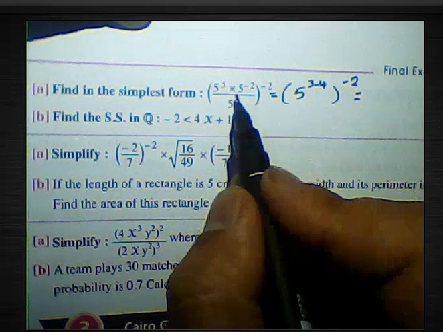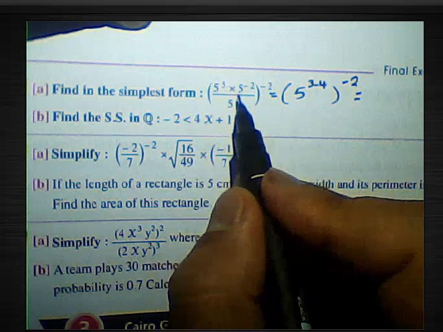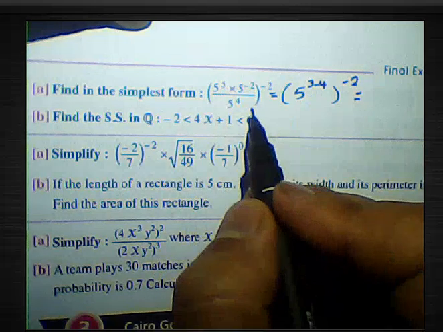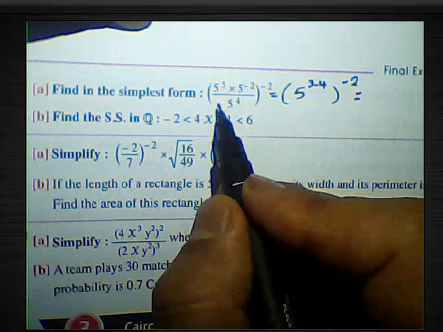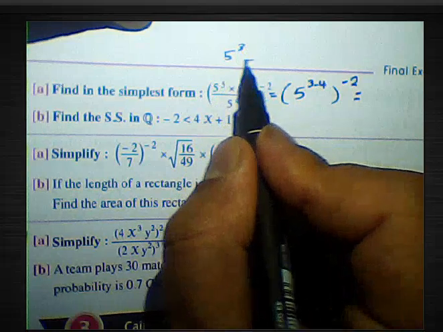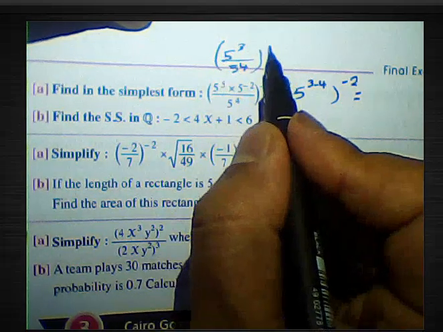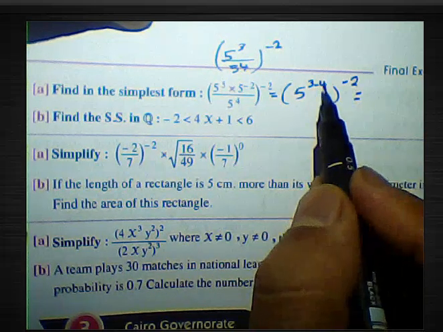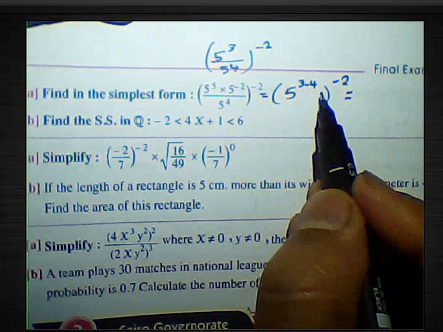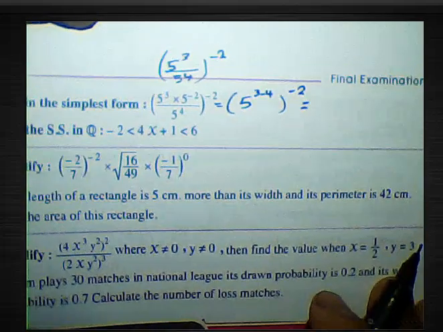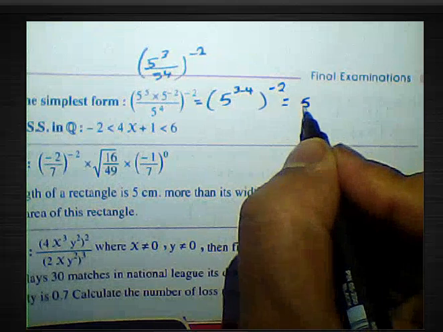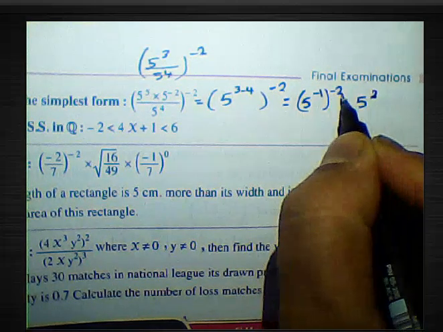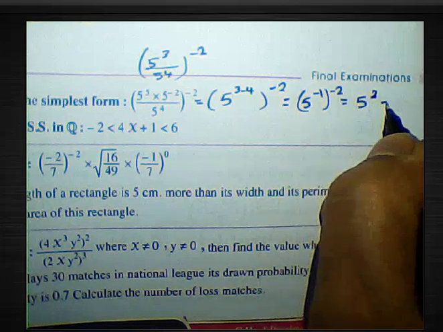If you want to find the result of multiplication with the same base, you must add the two powers. 5 plus -2 equals 3, and for division, you subtract. The result will be 5 power 3 over 5 power 4, all to the power -2. Understood, my students? 3 minus 4 equals -1, and -1 multiplied by -2 will be 2. The result will be 5 power -1, all to the power -2, which will be 5 power 2. -2 times -1 equals 2. 5 power 2 equals 25.